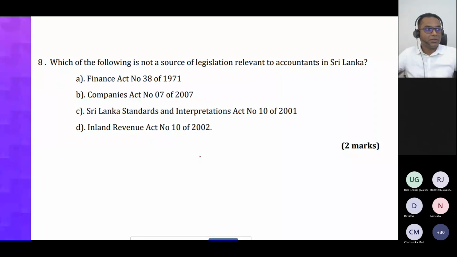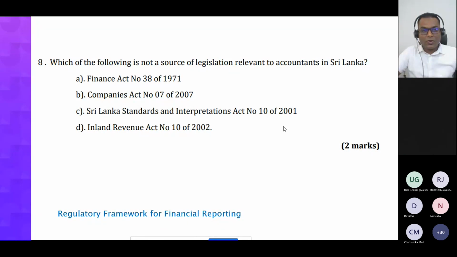Question number 8. Which of the following is not a source of legislation relevant to accountants in Sri Lanka? Now, you have been given 4 answers. Finance Act number 38 of 1971, Companies Act number 7 of 2007, Sri Lanka Standard Interpretation Act number 10 of 2001, Inland Revenue Act number 10 of 2002. Okay, yet again, the question is tested from Regulatory Framework for Financial Reporting.